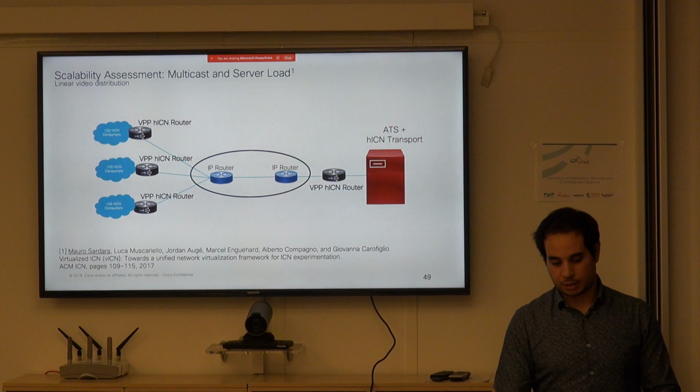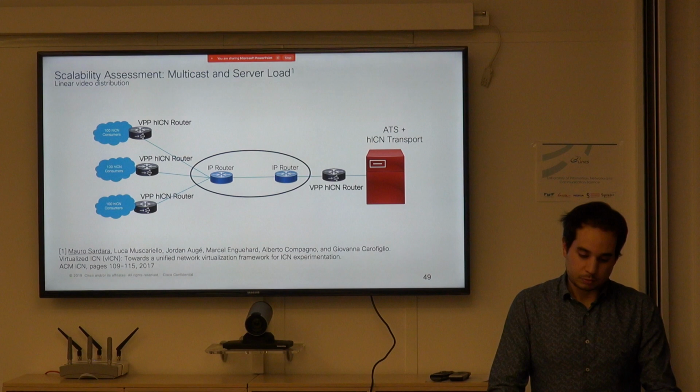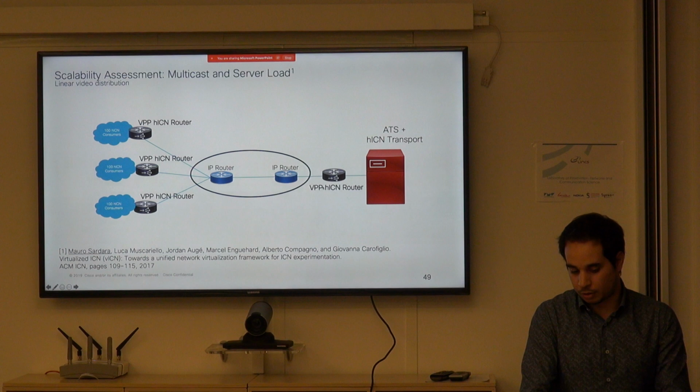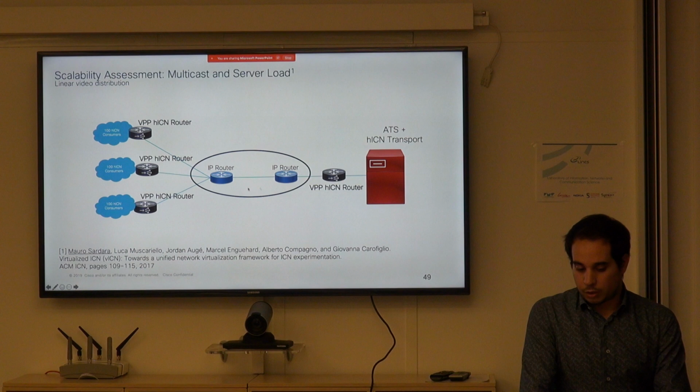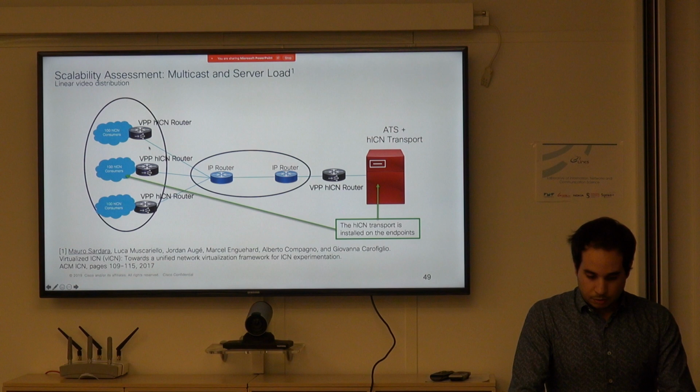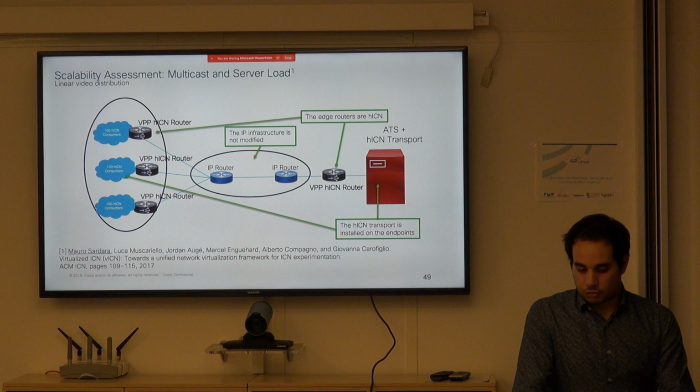So this is a picture of the experiment. What we have is an Apache Traffic Server augmented with the ICN transport, which is connected to an ICN router as well. The core is IP, so we have only IP routers in the middle. In addition, we put three ICN routers at the edge of the network. Each one is serving 100 ICN consumers. And the transport is done at the endpoint, and the routers are ICN.